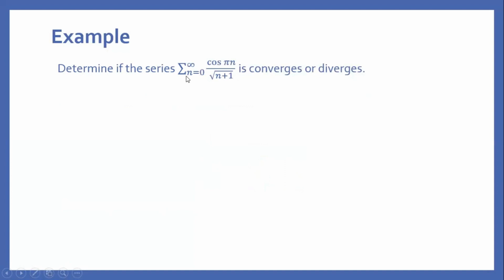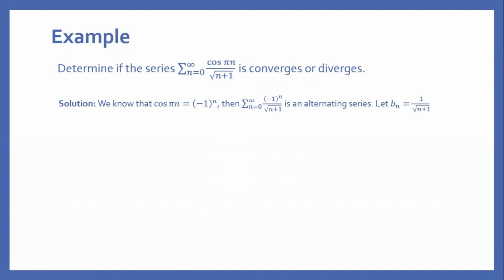Next is to determine if the series summation of cosine pi n over square root of n plus 1 from n equals 0 up to infinity converges or diverges. We know that cosine of pi n equals negative 1 raised to n. So substitute lang natin yun. Palitan lang natin yung cosine pi n ng negative 1 raised to n. Kaya magiging summation of negative 1 raised to n over square root of n plus 1 from n equals 0 up to infinity. So dahil alternating series siya, let b sub n equals 1 over square root of n plus 1.